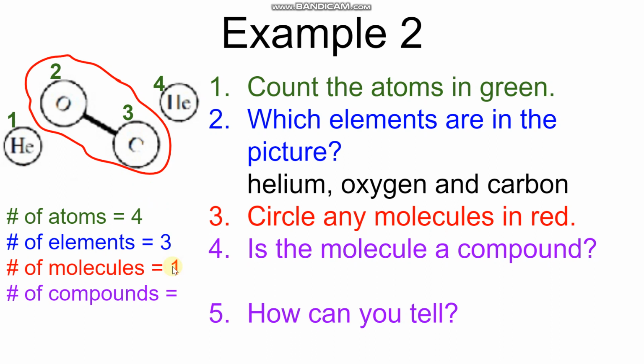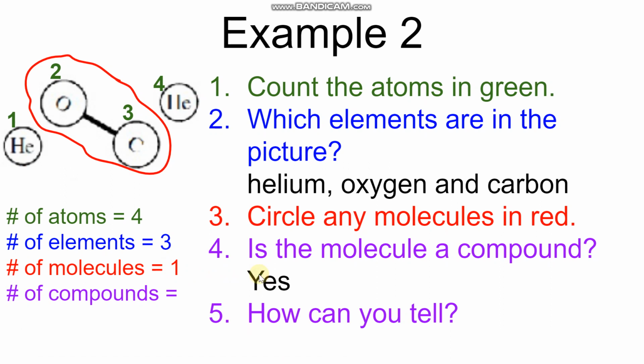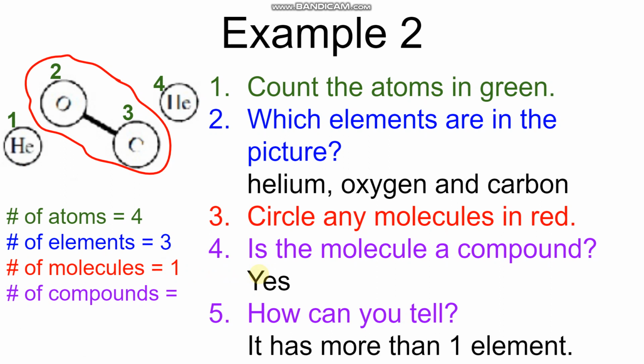Is the molecule a compound? Yes, this is a compound. How can we tell? Remember that compounds have different elements, so we can tell because it has more than one element, right? It has a carbon and an oxygen in the molecule. And then last, our number of compounds is also going to be 1. We have one molecule, and that one molecule is a compound, so that means we have one compound.